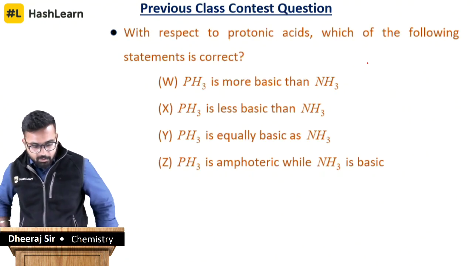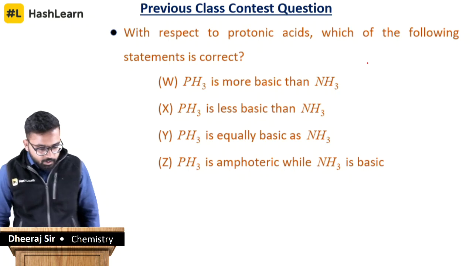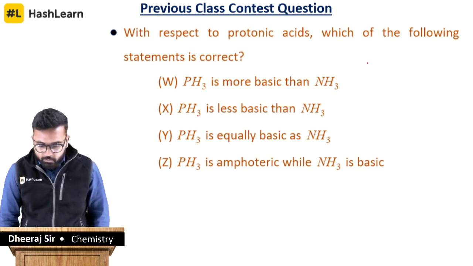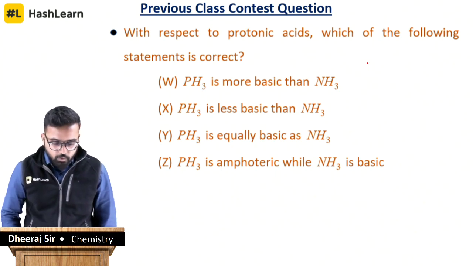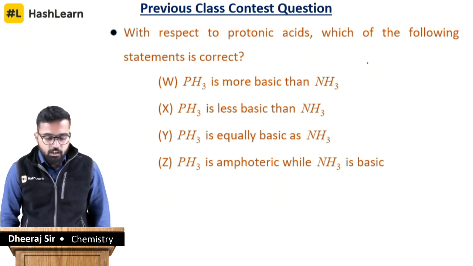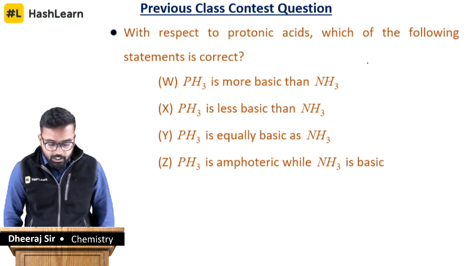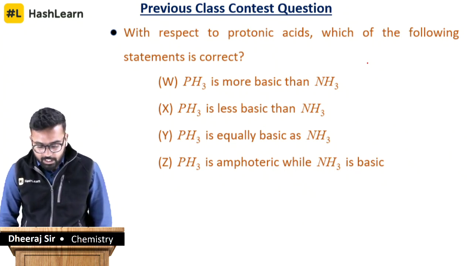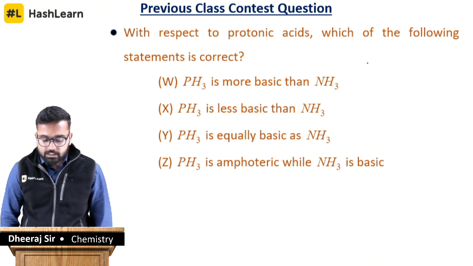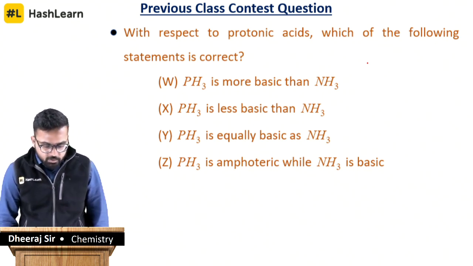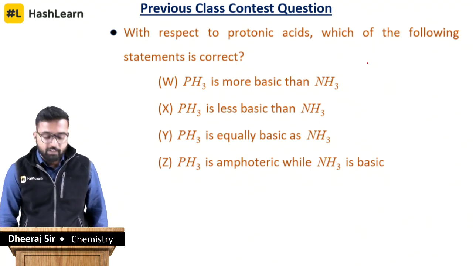Good. So here's a little breather for you. The question is, with respect to protonic acid, which of the following statements is correct? This was the previous class's contest question. In the second class on Tuesday, we had given you this question, guys. We had asked you: is phosphine more basic than ammonia, less basic than ammonia, equally as basic as ammonia, or is phosphine amphoteric, which means it can be both acidic and basic, while NH3 is basic? So the answer is pretty straightforward, which most of you would have guessed.